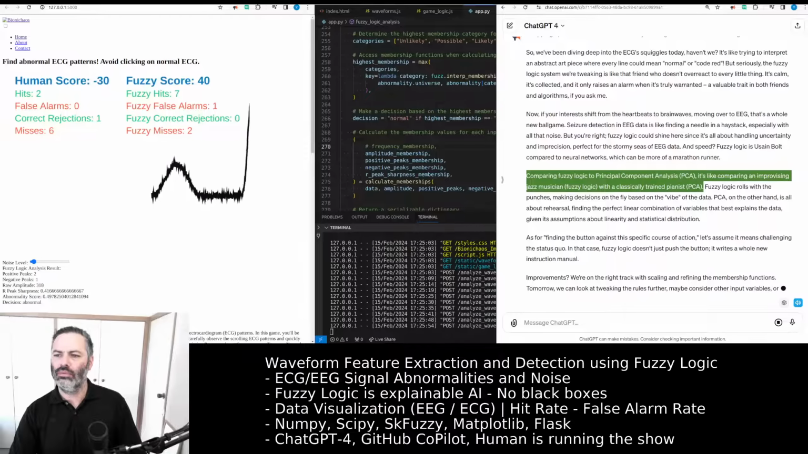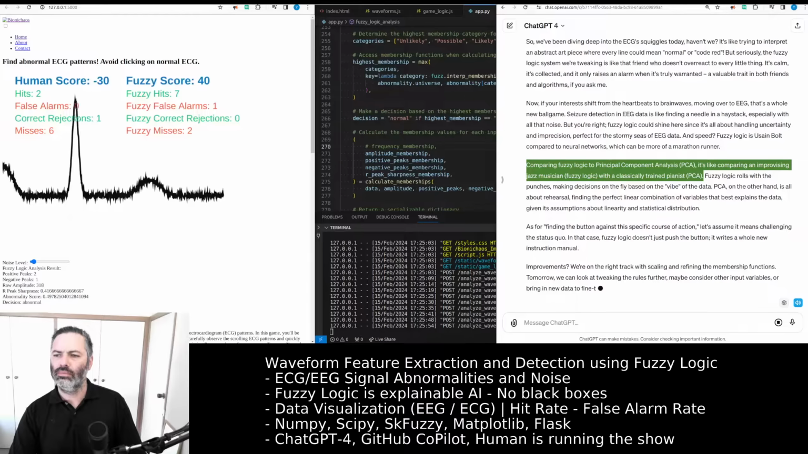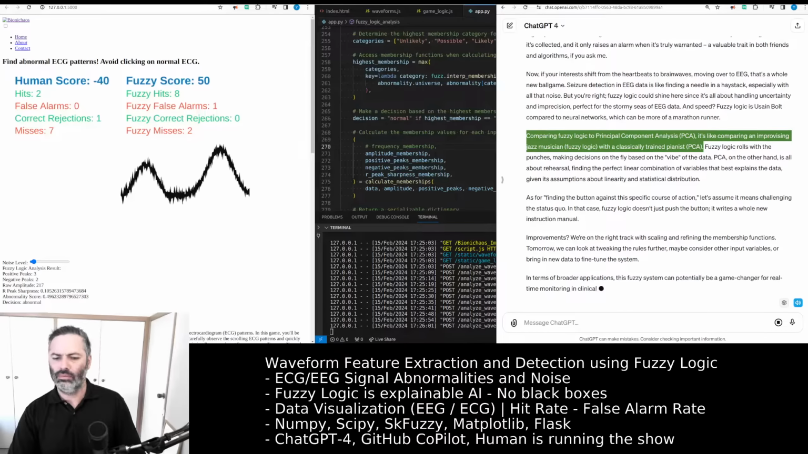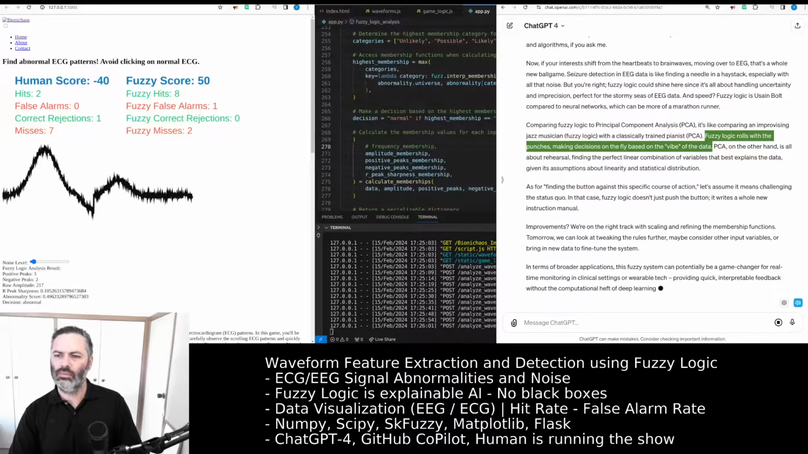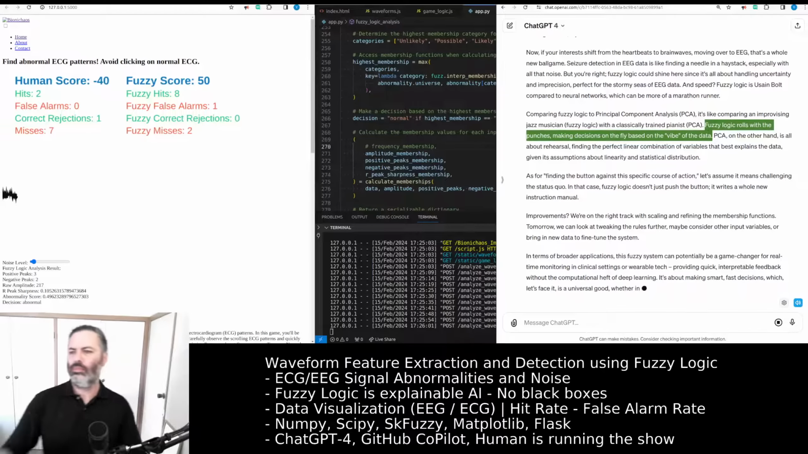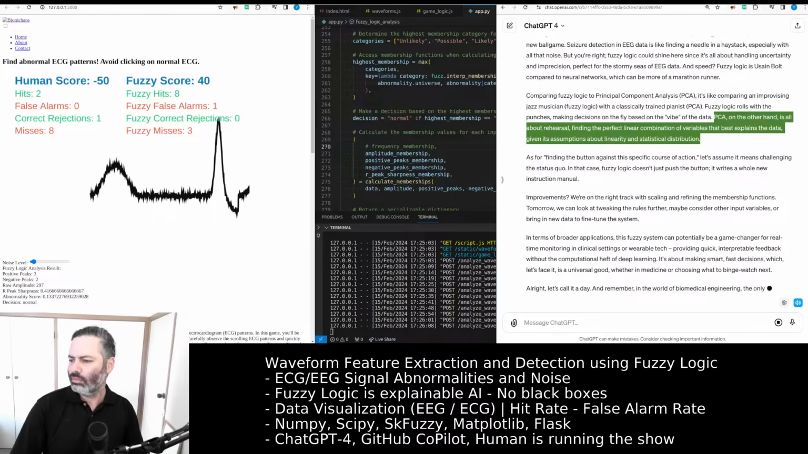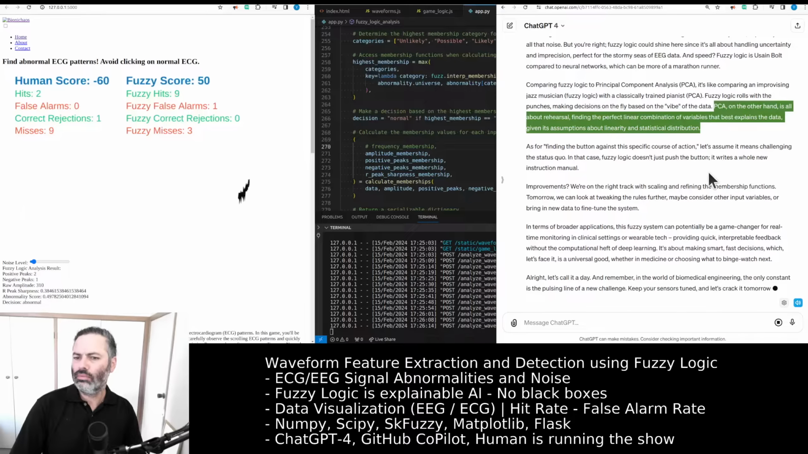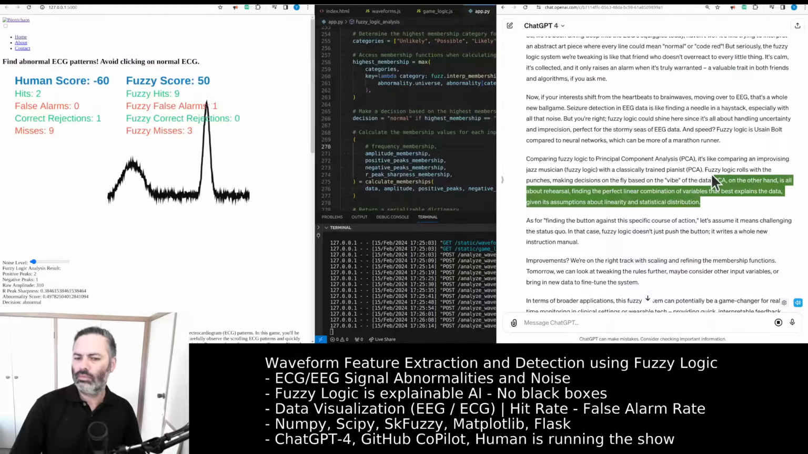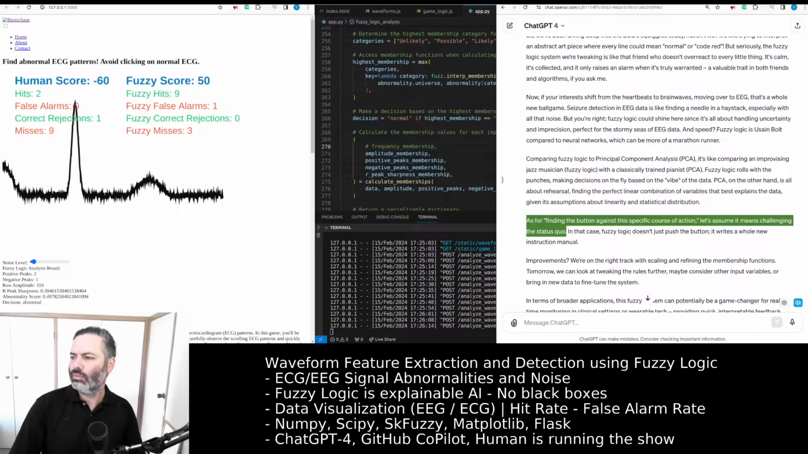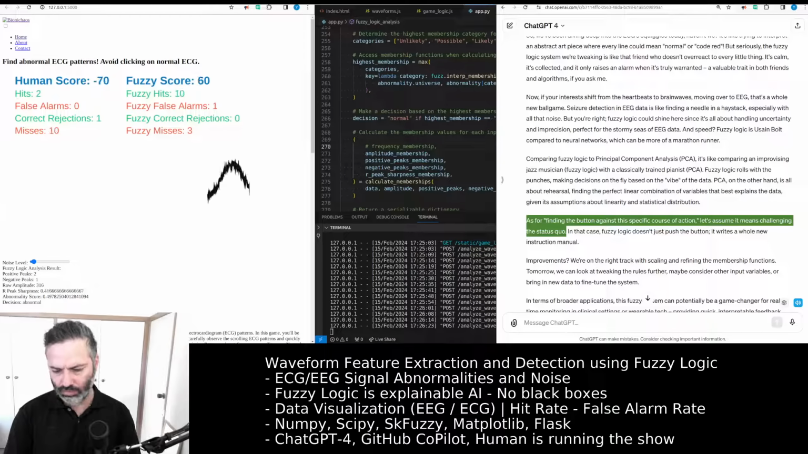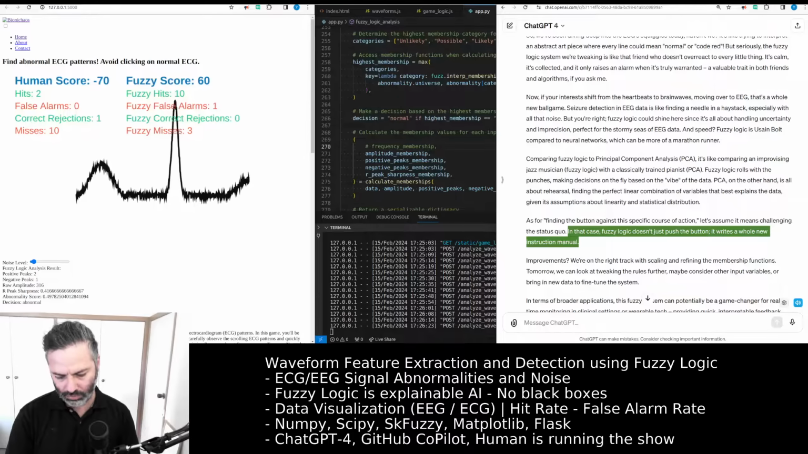Comparing fuzzy logic to principal component analysis, PCA, it's like comparing an improvising jazz musician, fuzzy logic, with a classically trained pianist, PCA. Fuzzy logic rolls with the punches, making decisions on the fly based on the vibe of the data. PCA, on the other hand, is all about rehearsal, finding the perfect linear combination of variables that best explains the data, given its assumptions about linearity and statistical distribution. As for finding the button against this specific course of action, let's assume it means challenging the status quo. In that case, fuzzy logic doesn't just push the button, it writes a whole new instruction manual.